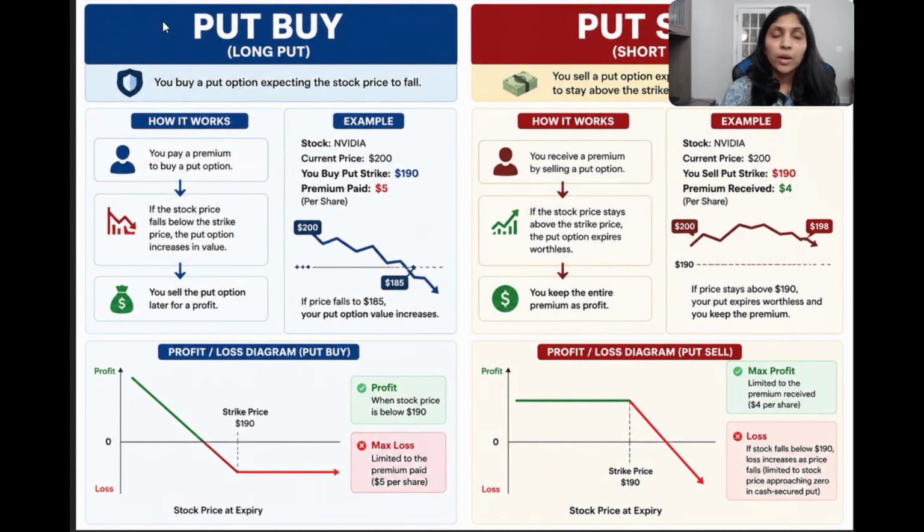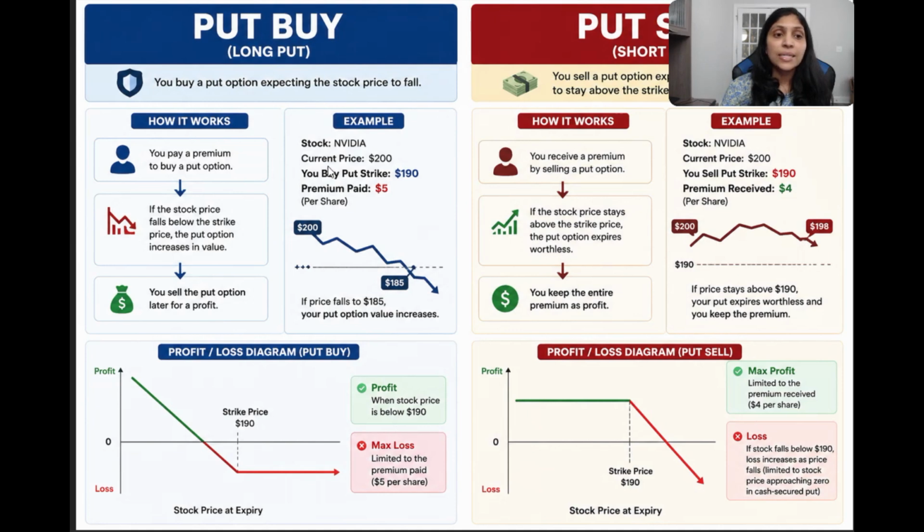Put buy and long put are both the same. Whenever you think a stock is going to fall, or you are bearish on that stock, in general those times we will go with a put buy contract. For this you need to pay the premium to buy this contract, and if the stock price falls below the strike price, the put option increases in value, which means you will be in profit. Then you can close the contract. Some will say close, some say I sell my contract. Both are the same thing.